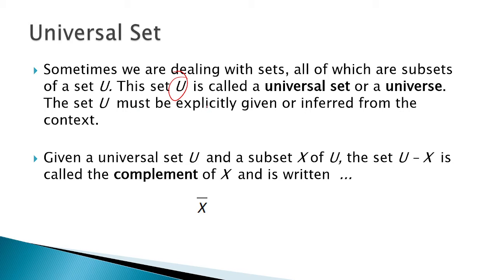So, the set U must be explicitly given or inferred from the context. I mean, what we say in this one is dapat binibigay yung universal set natin. Halimbawa, sasabihin, the universal set or the total number of participants is 500. That's your universal set. The total population is ganito. That is your universe. So, given a universal set and the subset X of U, the set U minus X is called the complement of X, and is written as this one. Ano ba yung sabihin natin ng complement? Kaya nga complement yung tawag.